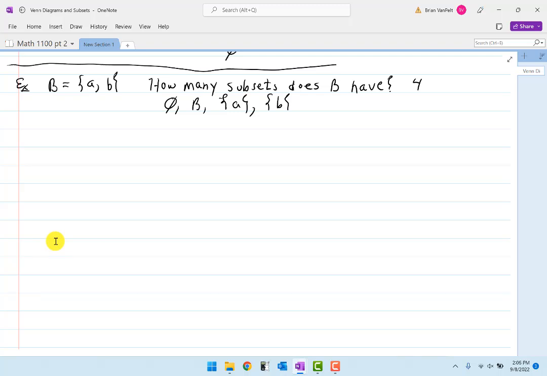Let's move on. Let's let C equal A, B, C. How many subsets does it have?